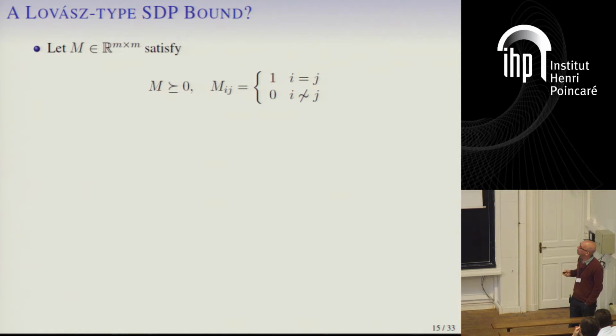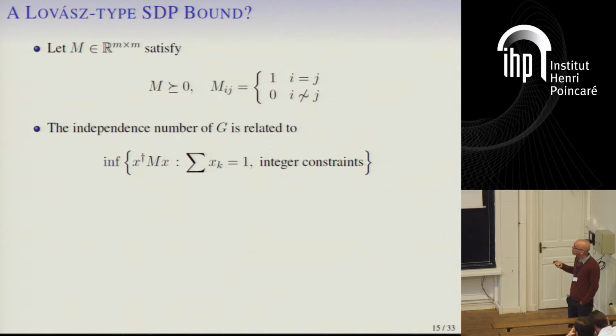So what you do is you take some m by m real matrix that is positive definite and satisfies these conditions. The diagonal is all ones, and whenever i and j are non-adjacent in the graph, then you put a 0. This is a matrix of the size of the vertex set. Otherwise, you can put whatever you want as long as it's positive definite. And it turns out that you easily relate the independence number of G to the solution of this quadratic program, x transpose Mx, with this linear constraint and some integer constraint. Basically, the integer constraints stem from the fact that x represents essentially the indicator vector of the independent set you're looking for.